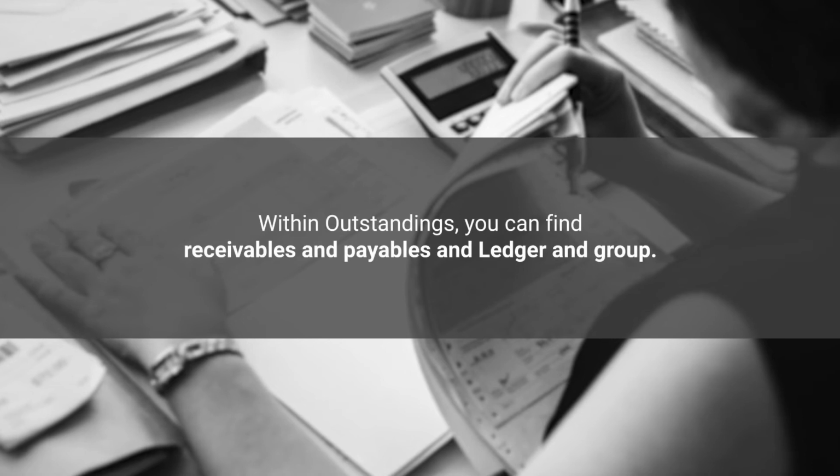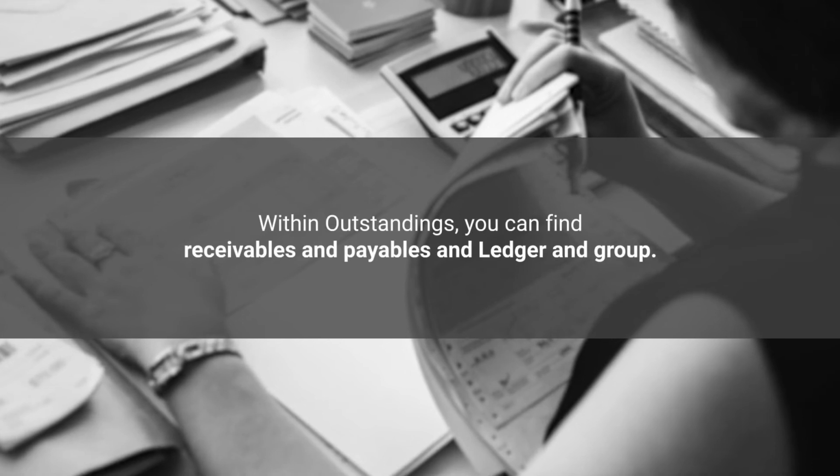Now, how to view the outstandings? You have to go to Gateway of Tally. Within Gateway of Tally, there is display. Within display, there is statement of accounts. Within statement of accounts, you can find the outstandings. Outstanding will be having 4 things: receivable, payables, ledger and group.